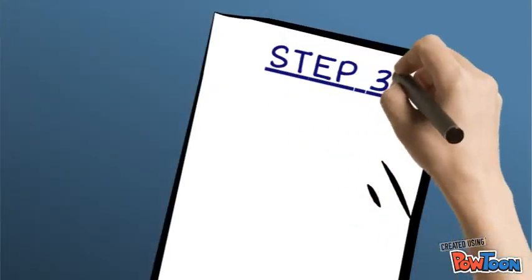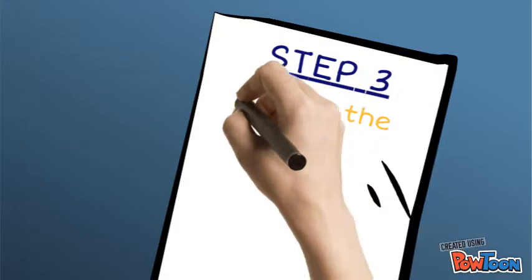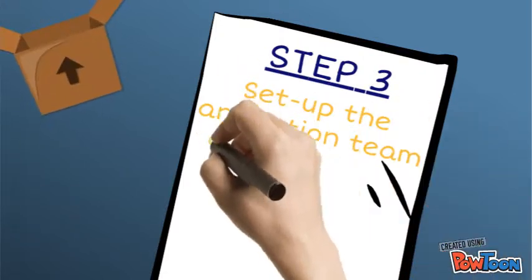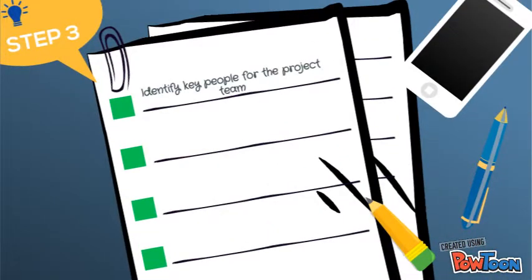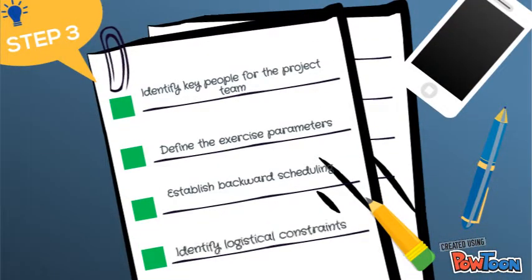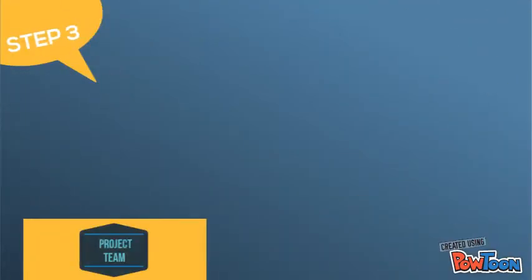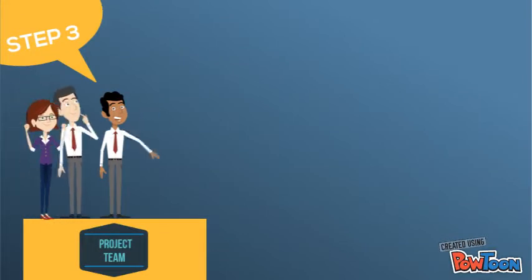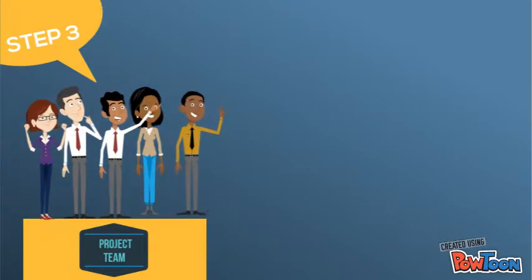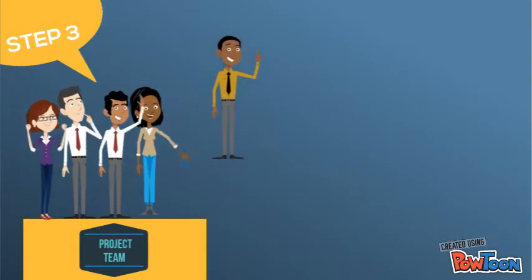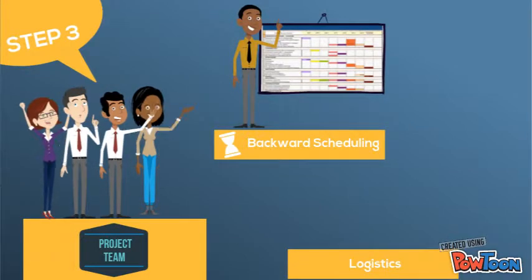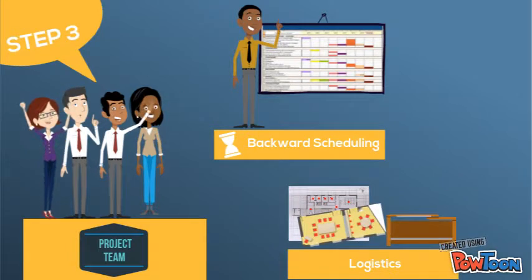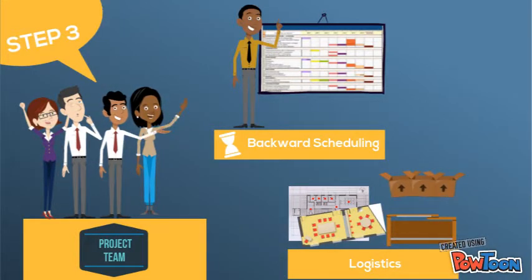Step 3. Set up the animation team and logistical preparation. It's time to build and organize the project and animation team. Clearly identify the various useful functions within the project team. Exercise parameters must be clear and credible. It has to remain pedagogical. With the top exit, the project team establishes a backward scheduling. Then, define first logistical needs, location, arrangement of rooms and any other practical needs.